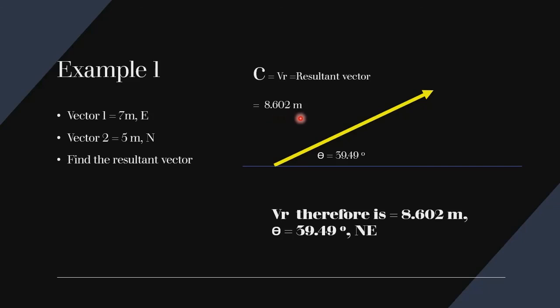So how are we going to write this as the final answer? It is so simple. V sub r is equal to 8.602 meters, comma, and our theta is 39.49. And remember, we are going to the east, and that is opening towards the north, so that's 39.49 north of east. This is now the final answer for the components of the two vectors.